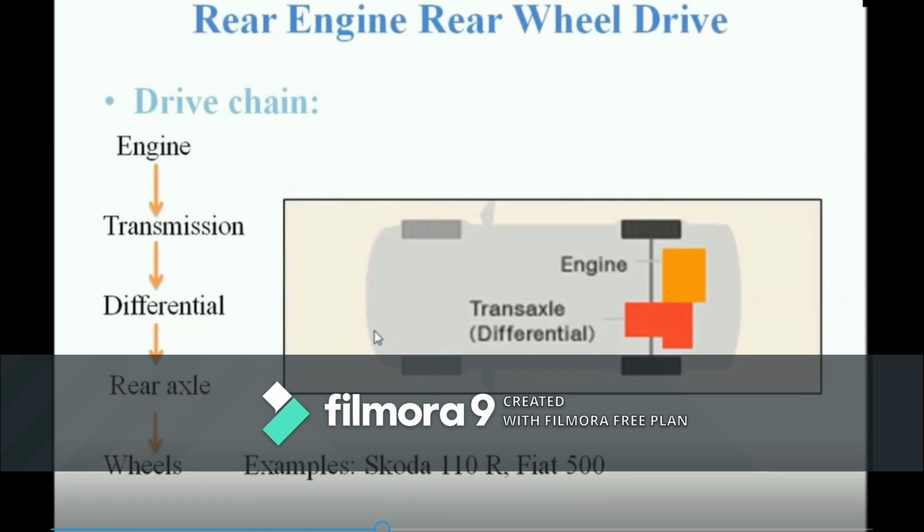The main advantage of this type is that there is no propeller shaft, so the design is quite simple. As the engine is mounted at the rear portion of the automobile, the disadvantage is that there is no natural cooling of the engine. Examples of this type are the Skoda 110R and the Fiat 500.